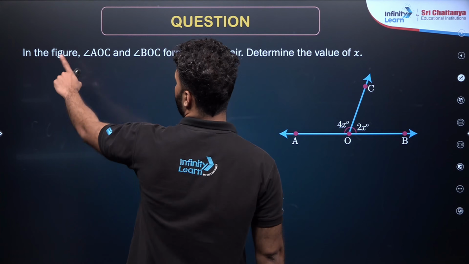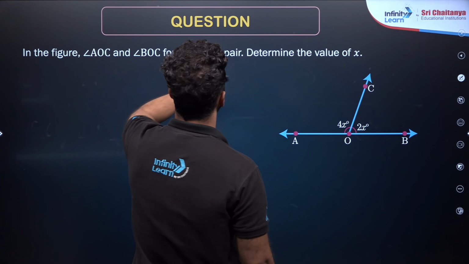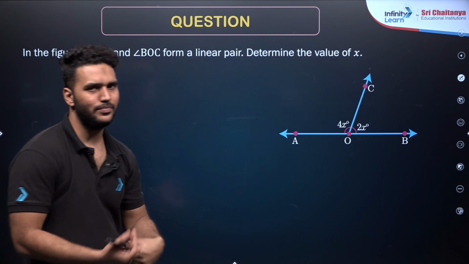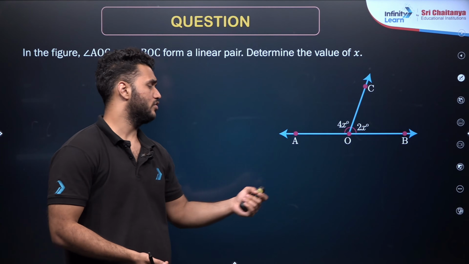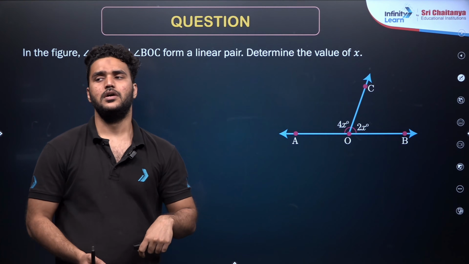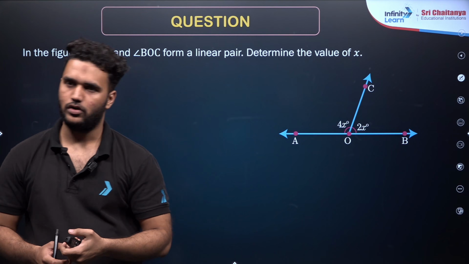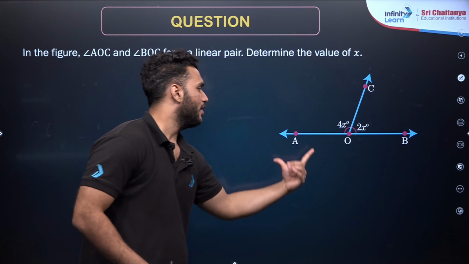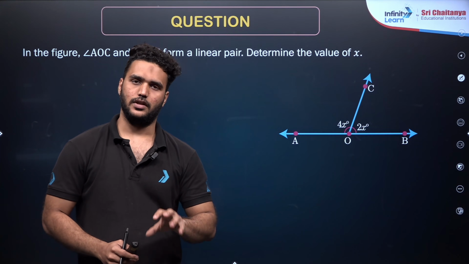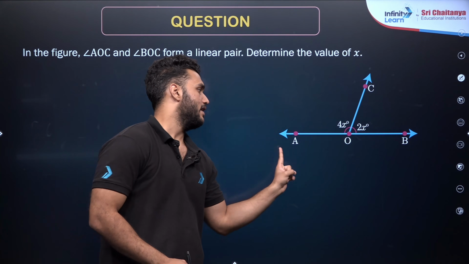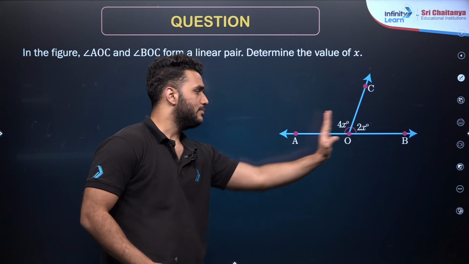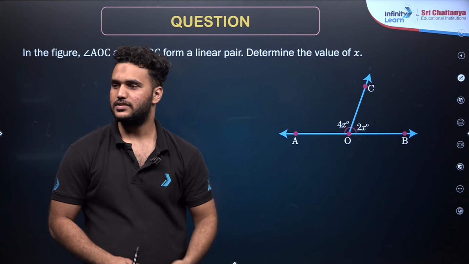Now it says 4x plus 2x, and it says this is a straight line. In the figure, AOC and BOC form a linear pair. In this question, they simply say that it is a linear pair. Now you should know that 4x plus 2x should be 180. But in a question, they can also say that OA and OB are opposite rays. That also makes a linear pair. Or AB is a straight line. That also makes a straight line.